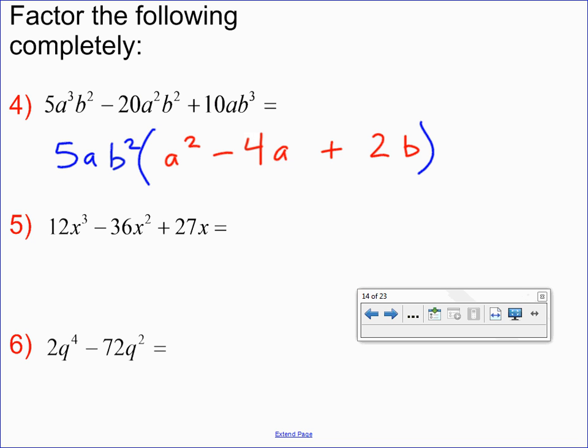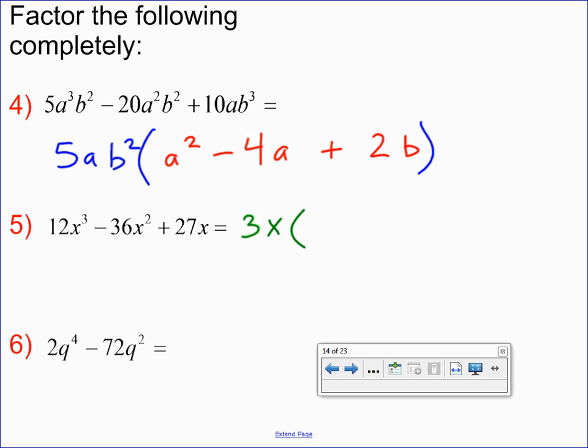All right, stop. Think. GCF. Is there a greatest common factor hiding in each term in number 5? Yes, there is. Let's go ahead and factor that out in a reverse distributive property problem as my first step. So it looks like a 3 and an x. Let's see what remains. After factoring out a 3x, we still have 4x squared minus 12x plus 9.